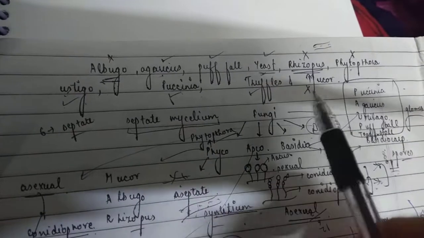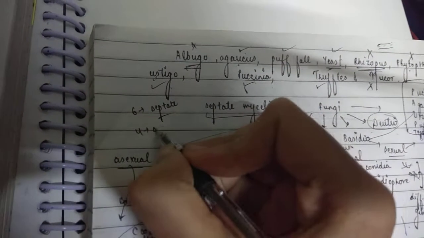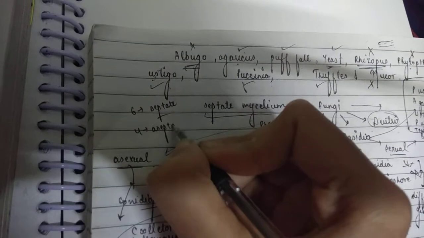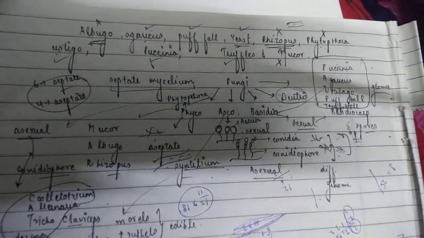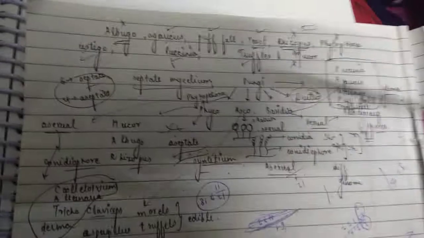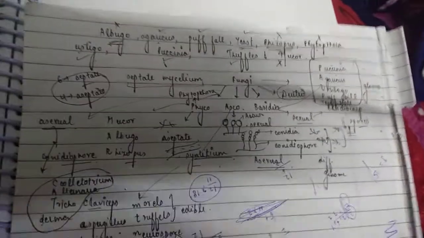And aseptate are Albugo, Rhizopus, Phytophthora, and Mucor. These are 1, 2, 3, 4. Four are aseptate. This was the question, and I have explained all the classification of the fungi, and these are the important examples from NCERT. You have to learn this. Thank you.